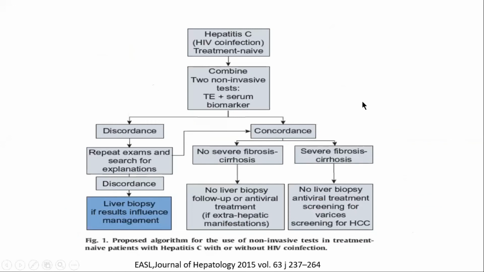Here we will show some approaches to hepatitis B and hepatitis C virus infection. If there is hepatitis C infection without human immunodeficiency virus co-infection, and treatment need should be assessed by combining two non-invasive tests such as transient elastography and serum biomarker. If there is discordance, that is, the results are different, then the exam should be repeated and an explanation sought. If again discordant, then liver biopsy should be done if management is influenced by it.